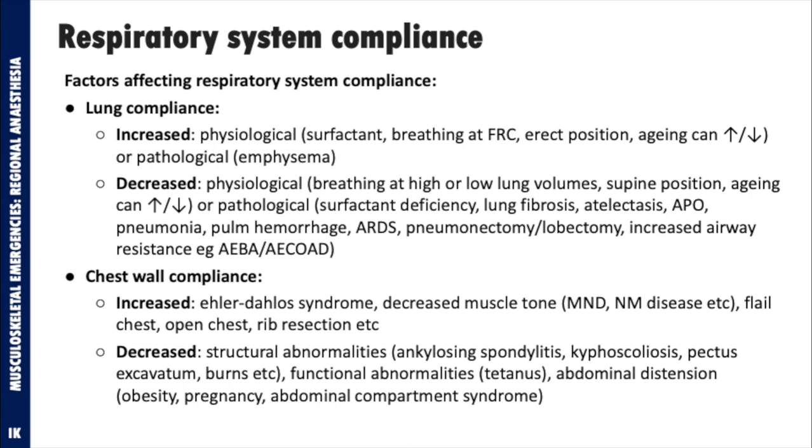What about the chest wall? What can make the chest wall more compliant? So things which open up the chest wall. Connective tissue diseases such as Ehlers-Danlos, having a rib fracture, open chest, pleural effusion, or reduced muscle tone, where your muscles are weak, like myasthenia gravis, motor neuron disease. What can reduce chest wall compliance will be having a very stiff chest wall. So kyphoscoliosis, pectus excavatum, and obesity, or abdominal distension, pushing up in the chest. Okay? You don't need to know every single one, but just be aware this is how you categorize.